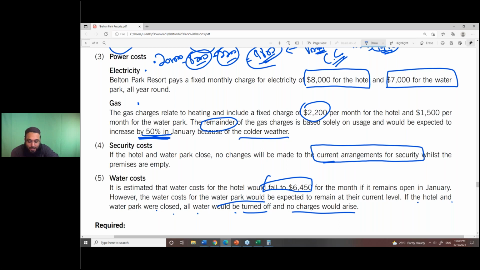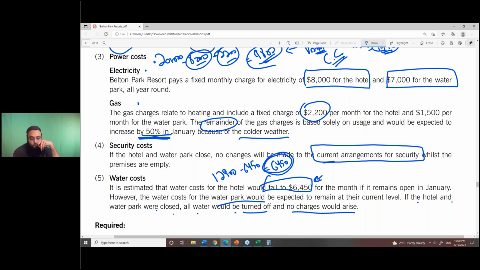So it says that it is estimated that the water cost for the hotel would fall to 6450, from 12,900. This will fall to 6450, which means that 6450 is what you have to bear in any case, whether you continue it or discontinue it. So how much you will save here is the other 6450, right? It's the same figure. So the other 6450 is what you're going to save, and that's your incremental.